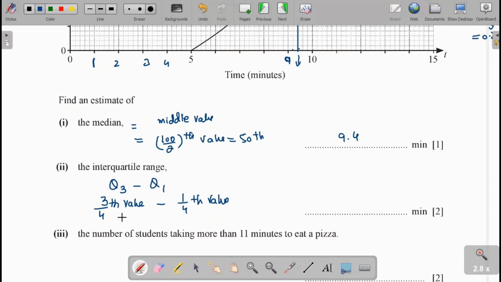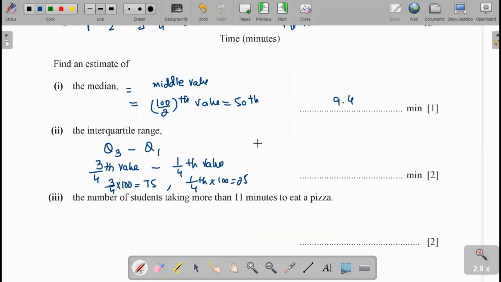Now 3 over 4th of 100 is 75, and 1 over 4th of 100 is 25. Therefore, we see the time of the 75th student time, and that is the 25th student time, and take the difference between these two times.